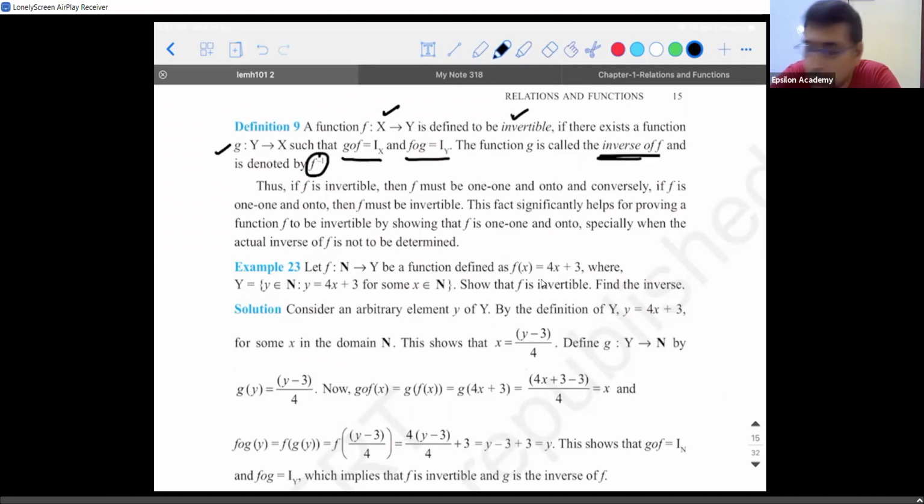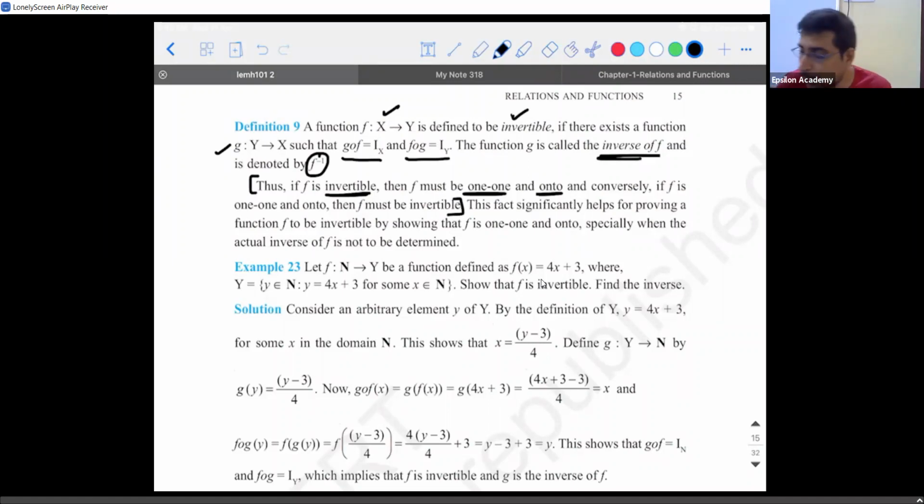Okay, an important point to be noted: if f is supposed to be invertible, then f must be a one-to-one function and an onto function. And conversely, if f is one-to-one and onto, then f must be invertible. Both are true. It can be an assertion-reason question. I'm repeating it: if f is a function that has to be invertible, then it must be a one-to-one and onto function. Similarly, if f is one-to-one and onto, then definitely there will be an inverse existing for it.